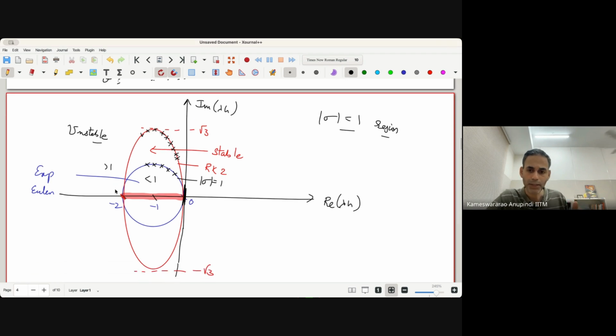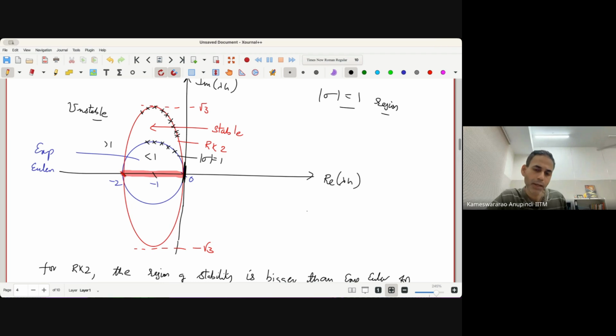Think of it like a quantity. Earlier we had the expression for explicit Euler; even for this one, we have 1 plus lambda h plus lambda square h square by 2. Wherever this quantity is equal to 1 in magnitude, that is the stability region, because this is my sigma. If mod sigma equals 1, that is the stability curve. Anything more than that is outside this curve, and anything less is inside the curve. So that's why I've taken it to be 1.